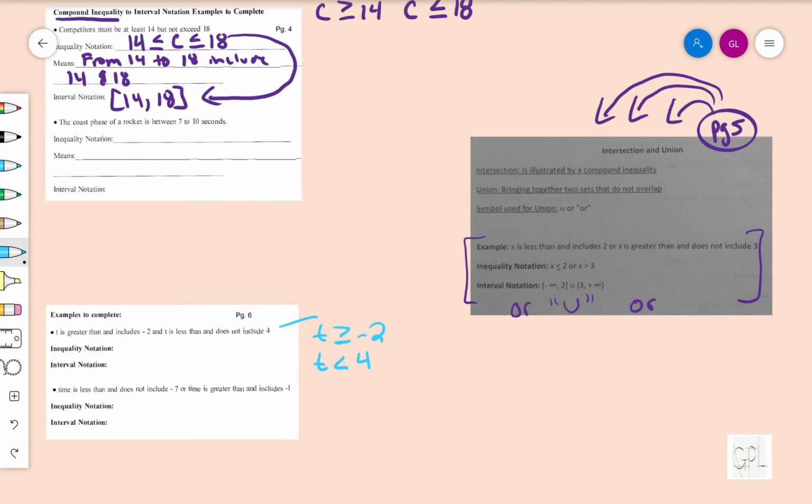Okay, so now we have a set of data that's in between. It says that t has to be greater than and include -2. So I know -2 is the smallest number I'm going to have in my data set. And t, the value you're looking for, is also less than 4. So in this case, we can look at 0. 0 is greater than -2, but 0 is also less than 4.